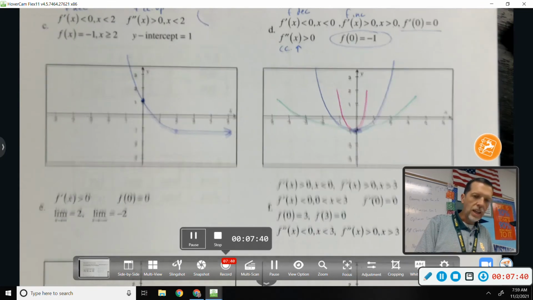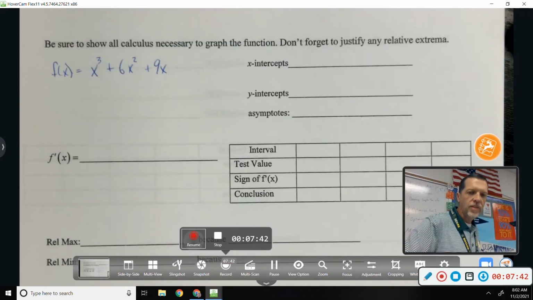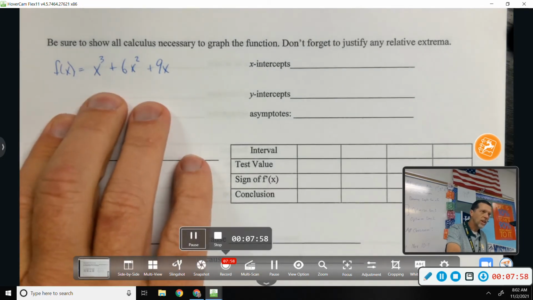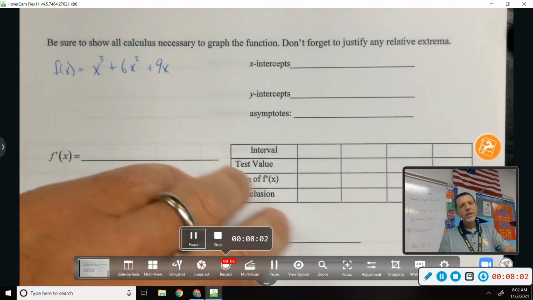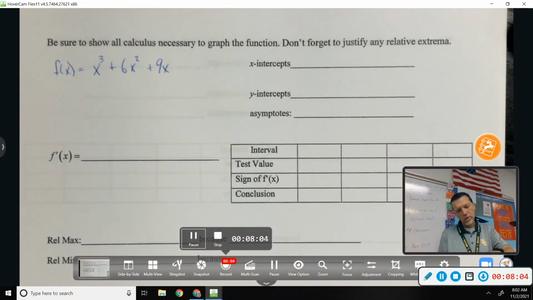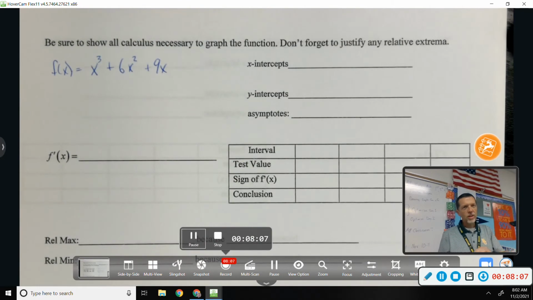All right, E and F will be homework. A little bit of a change of pace from what we were doing. It's still first derivative, second derivative, increasing, decreasing, concave up, concave down. But instead of giving you the table and having you make the graph, I'm giving you the equation. So we're going to back up a step. From the equation, you're going to create the table, and then from the table, you'll make the graph. So it is one step harder than what you were just doing.